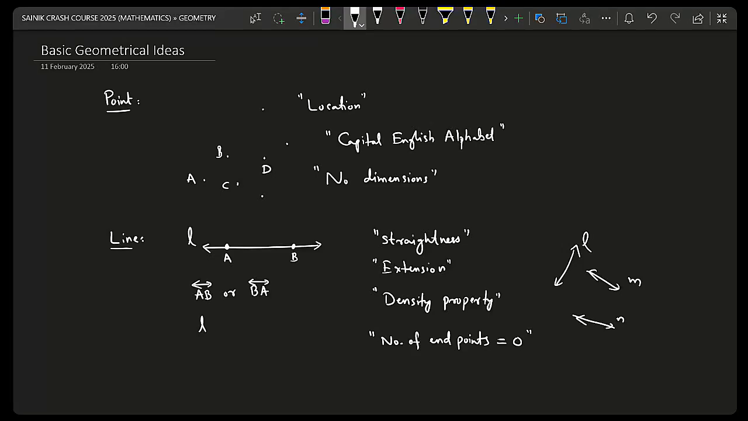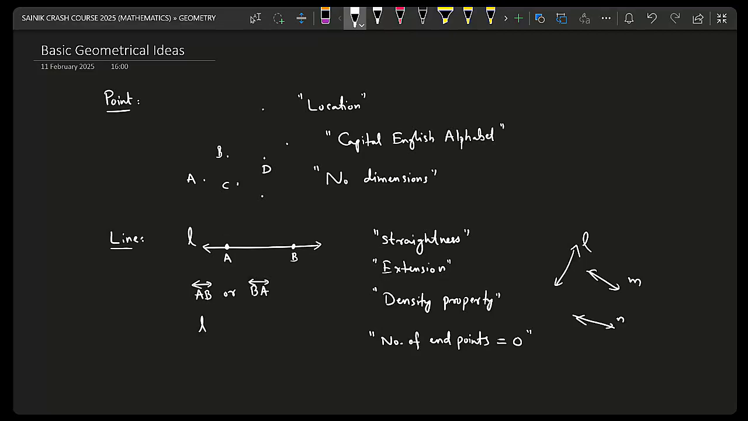Abhiday. Sir, I didn't understand extension. Extension is the line extending on both sides, or not? Yes, sir. That's why it has the property of extension. That's it.